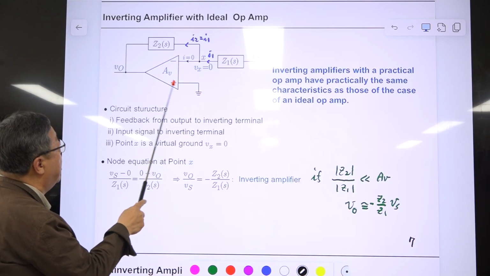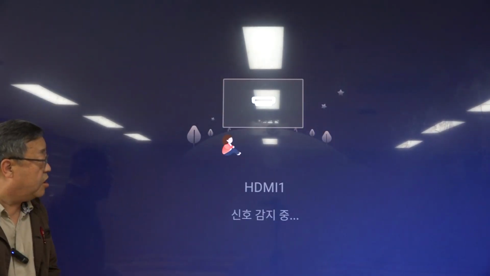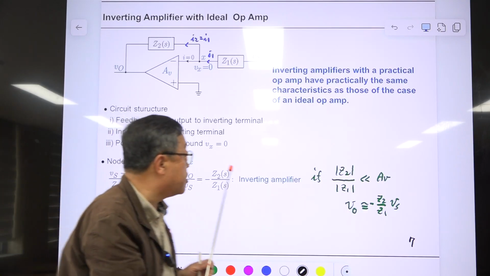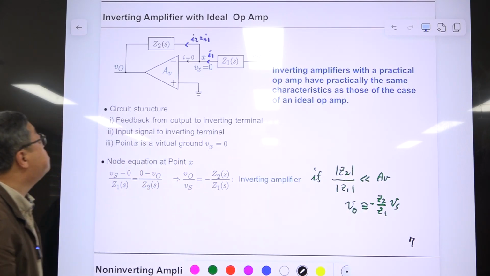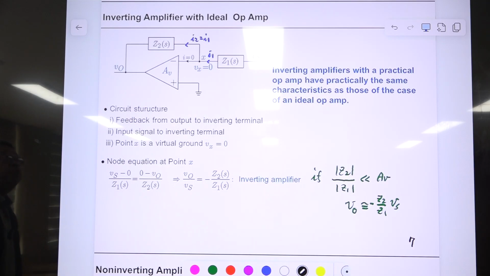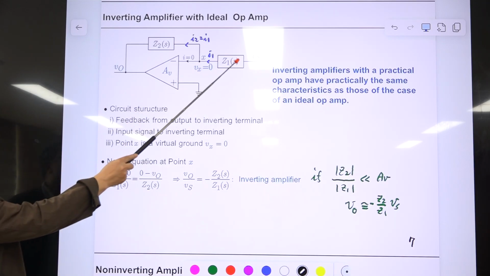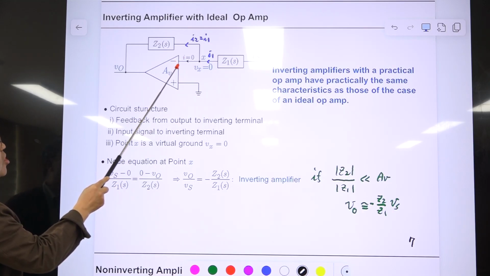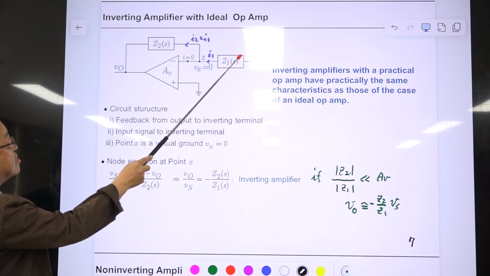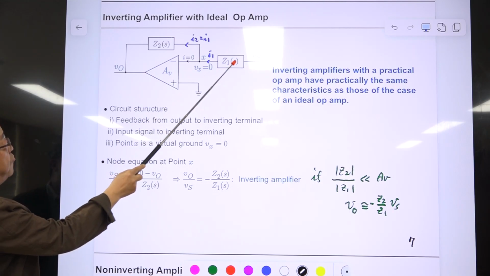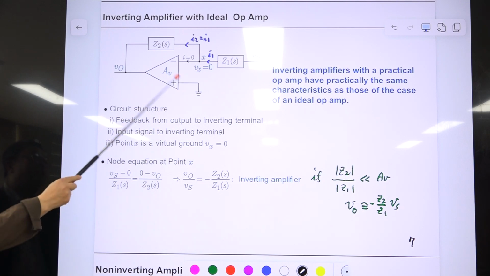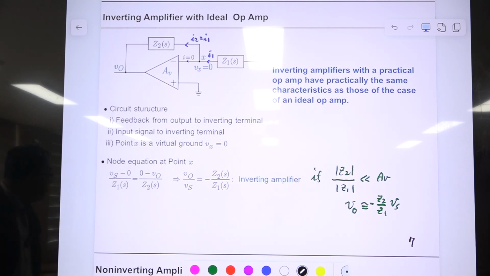So that configuration is, we lost some screen here. Let me go back. This is the configuration called inverting amplifier. Here the input signal is connected to this inverting terminal through some impedance element, so this configuration is called inverting amplifier. Maybe you can assume this is the ideal op-amp.